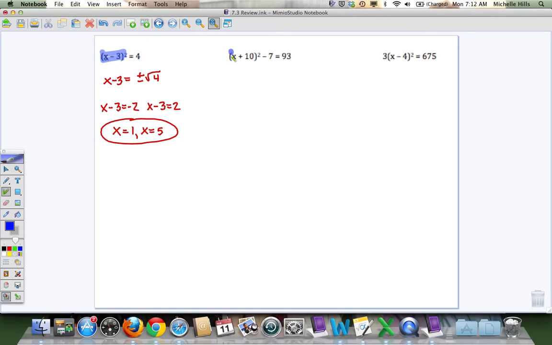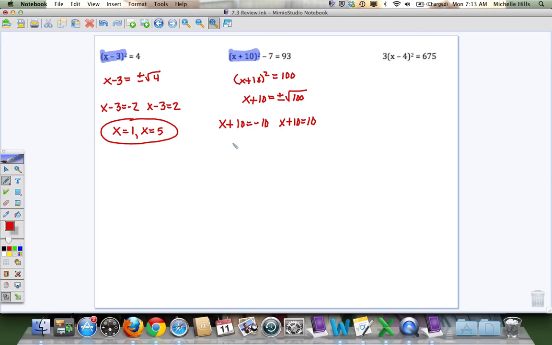Again, get the thing that's being squared by itself. So I want to eliminate this minus 7 by adding 7 to both sides. So I get x plus 10 quantity squared equals 100 when I add 7 to both sides. Now undo the square by square rooting. So x plus 10 is both the positive and negative square root of 100, which means x plus 10 could equal negative 10 for the negative square root of 100, and x plus 10 could equal positive 10 for the positive square root of 100.